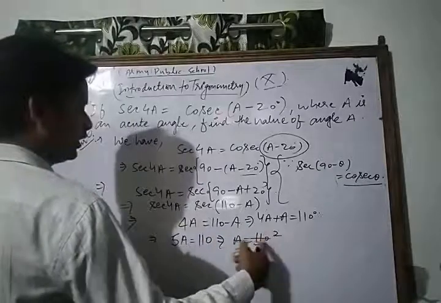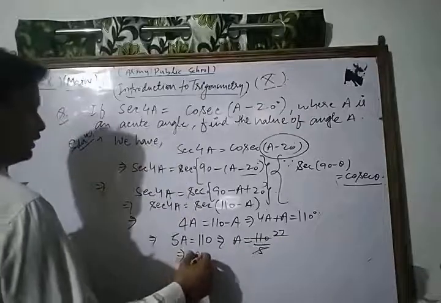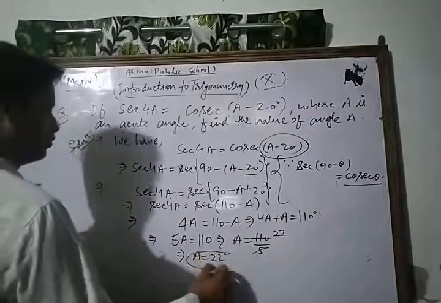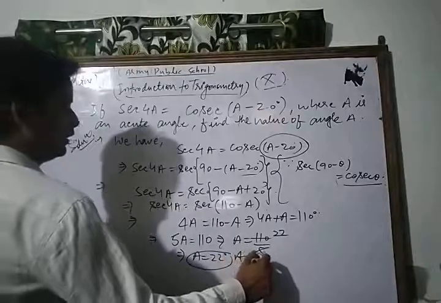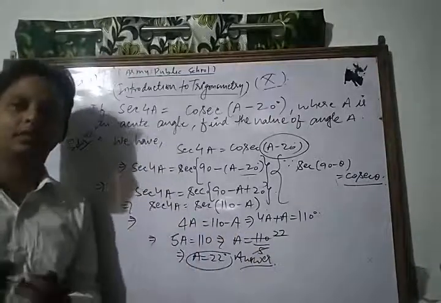5 twos are 10, carry 1, 0. 5 twos are 10. Thus the value of angle A is 22 degree. This is the required solution of the given question.